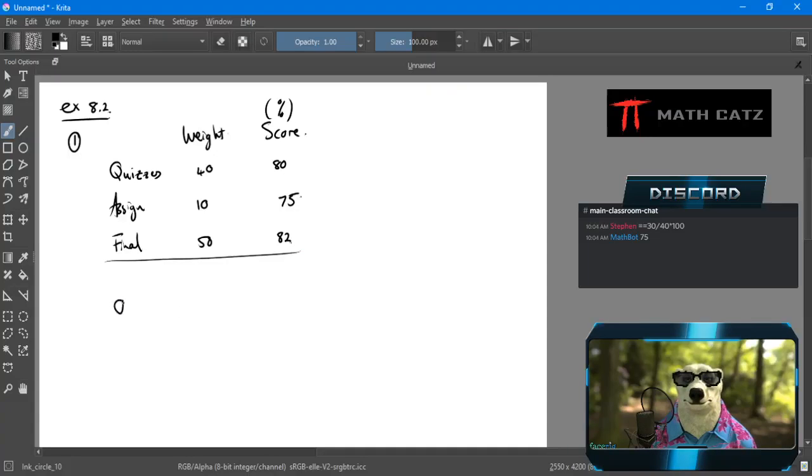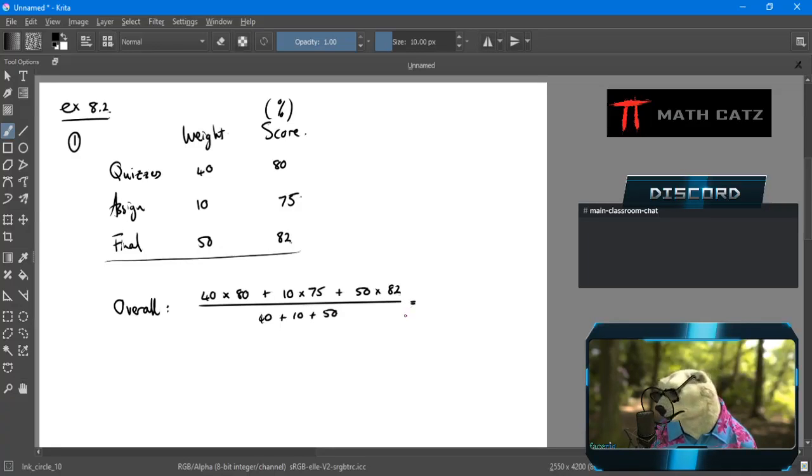So then what is our overall? Oh man, I cannot write very neatly today. Let me do a better job here. Overall, it's the weighted average: a weight of 40 with a score of 80, a weight of 10 for a score of 75, a weight of 50 for a score of 82, over the sum of the weights. I'll emphasize it here, but of course that's 100. And then we see what we get.